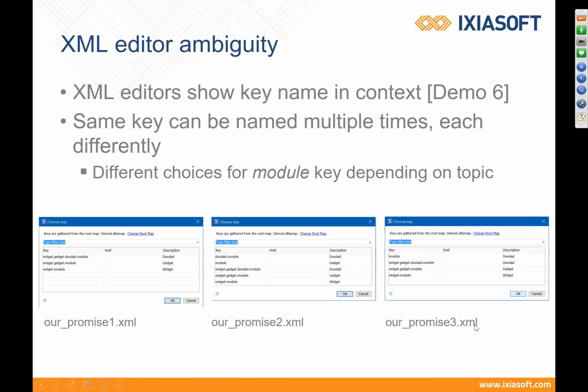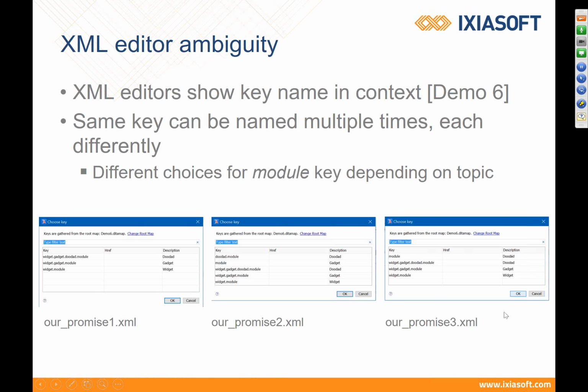Then if I come over to our promise 3 and open it and go to insert the module key, I get a different set of keys now. I get the same 3 that I have all along, but now I also can insert just a plain module key with no qualification. But now if I do that, it's going to resolve to doodad, because now I'm inside of the doodad key space. And so the module key that it sees without qualification is going to be the one inside of its own key space.